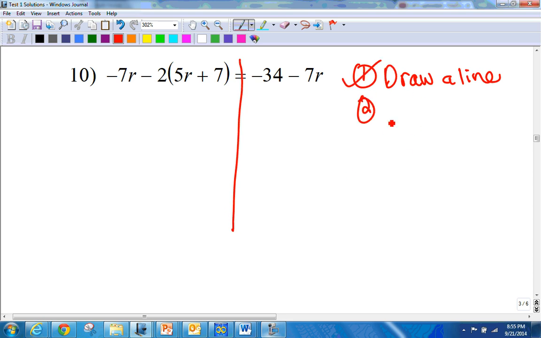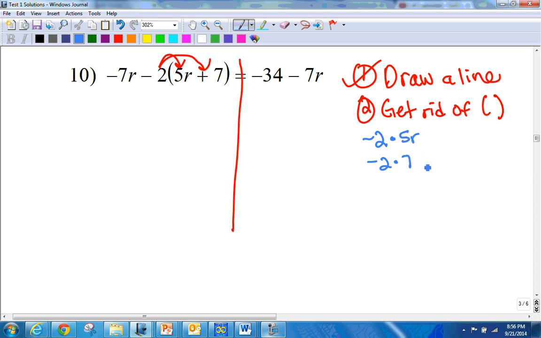You check that off. Step 2, we need to get rid of what? That's right, parentheses. And we do that by multiplying. Now here's a quick question. What number is outside of the parentheses? It's -2. Okay, so here's what we're multiplying. Let's write this out. We're multiplying -2 times 2 different things. We're multiplying it times 5r and 7.